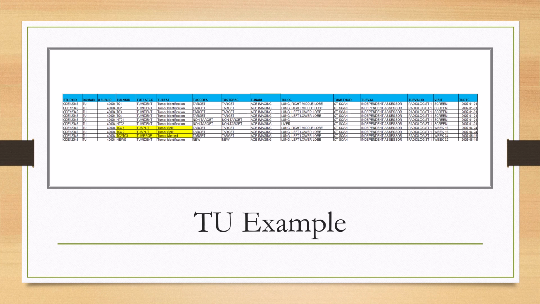In this way, you can capture the information of the tumors identified during the study for a subject and create a TU record, and the TU link ID is used to relate all these identified tumors with the TR domain, which is the tumor results, where we capture the further assessment results for these particular tumors.